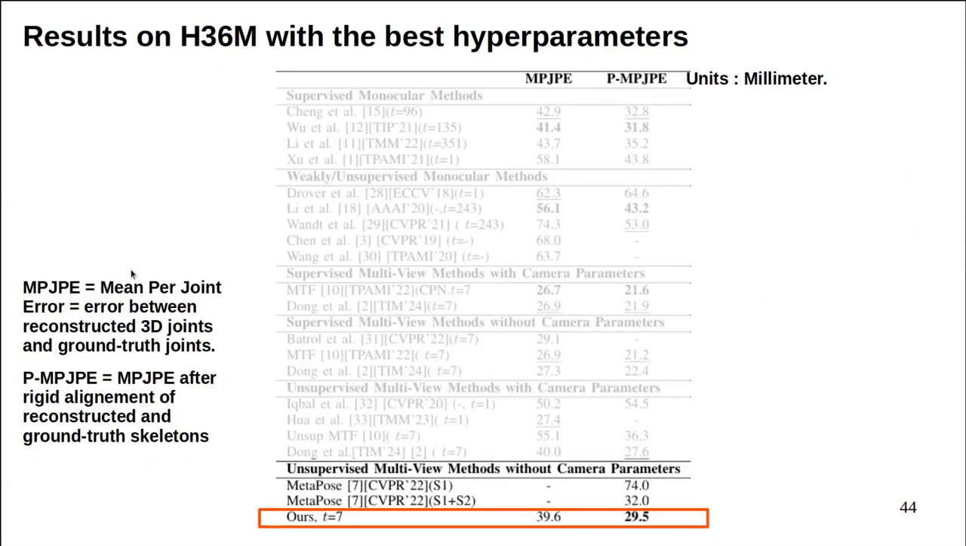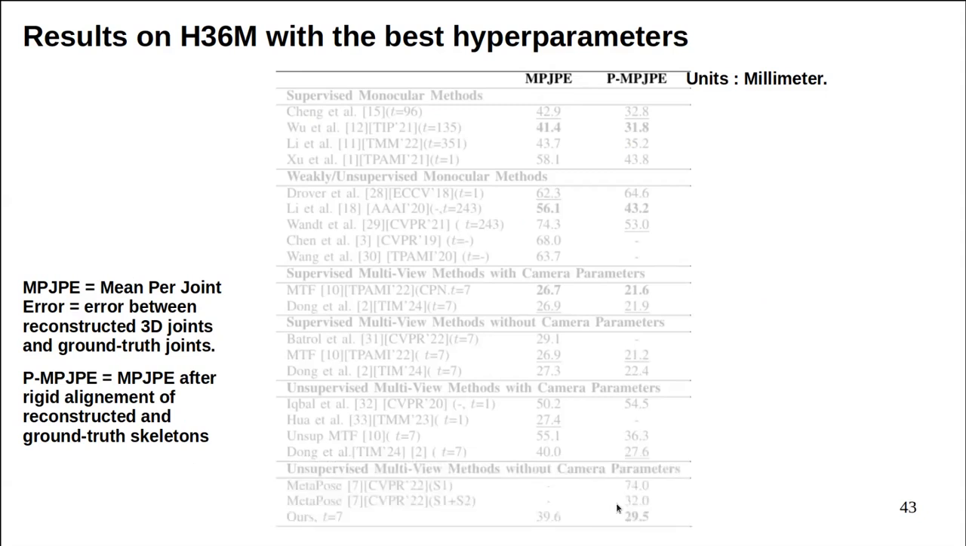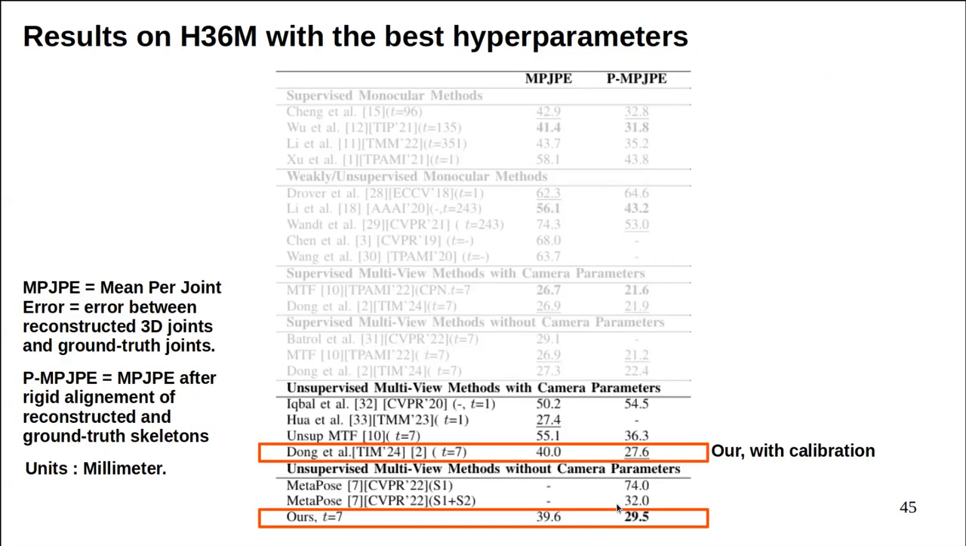So first, we can start to compare with other existing unsupervised multi-view methods that also don't require camera parameters. Compared to MetaPose, which is a recent state-of-the-art solution in this category, we obtained similar, even better results, like state-of-the-art results in this category. And secondly, interestingly, if we compare our approach to our previous approach, which required camera parameters, we can obtain similar or even slightly better results. So even if we don't need camera parameters, we can get similar or better results than with the camera calibration parameters.